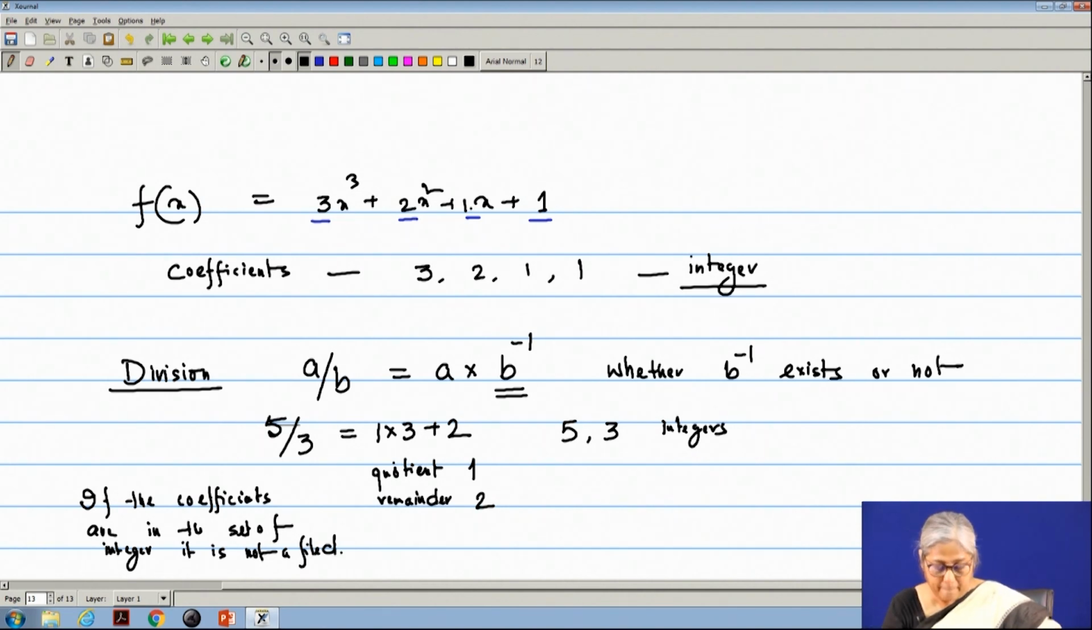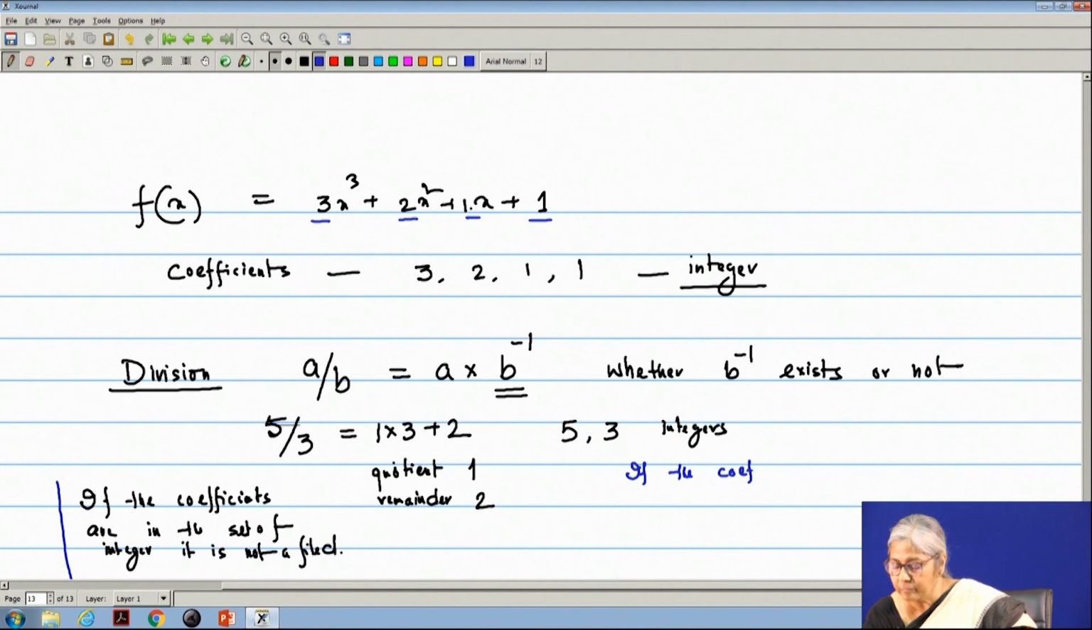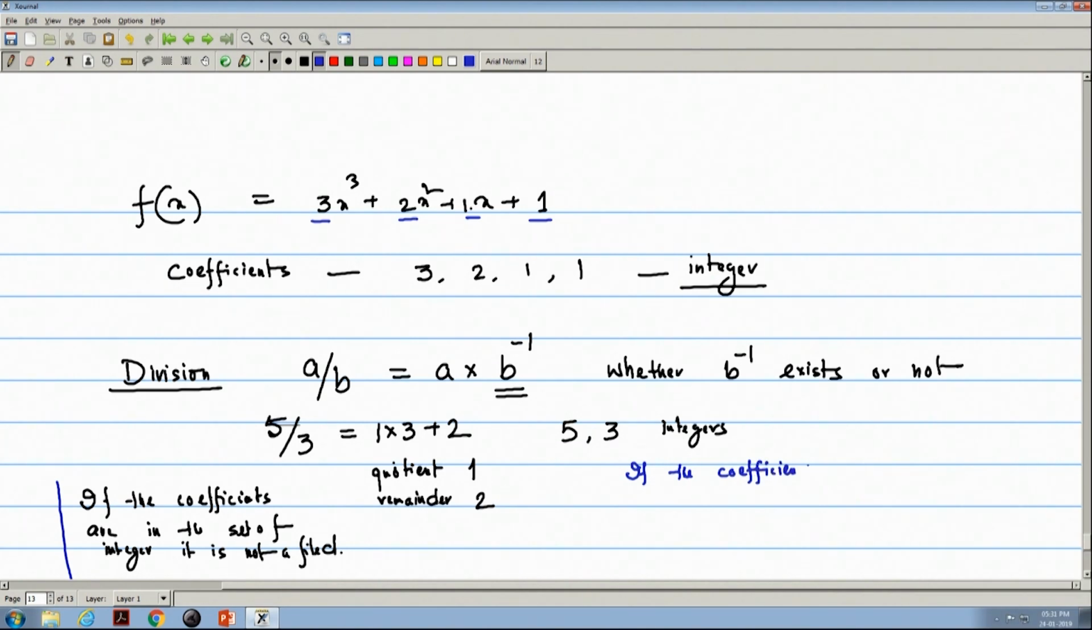But if the coefficients are real or complex numbers, if the coefficients are real numbers or say rational numbers or complex numbers, then they form a field.